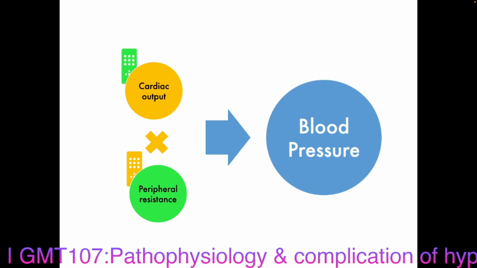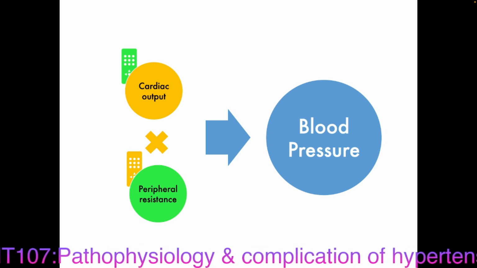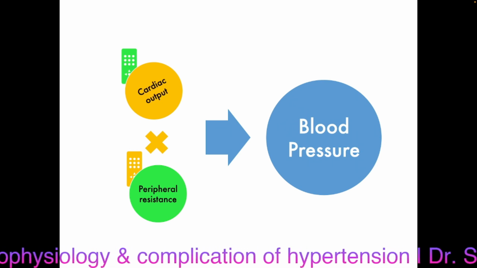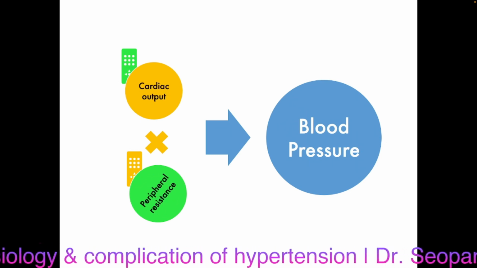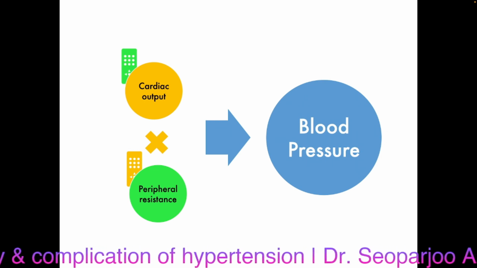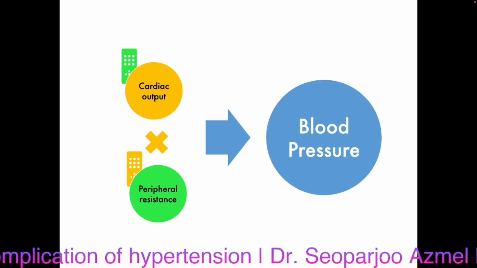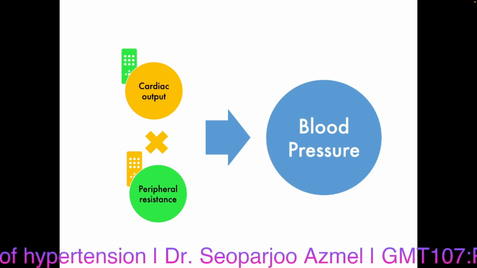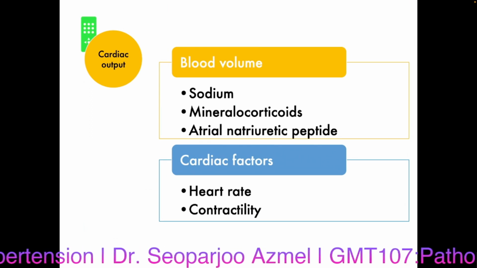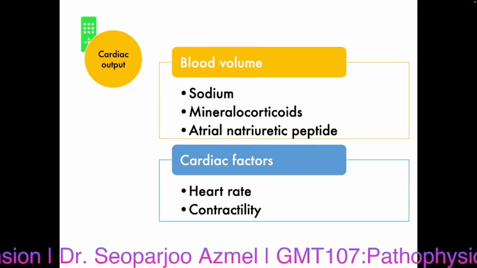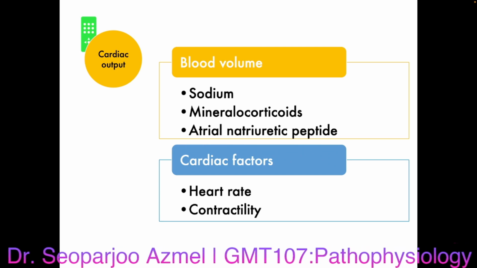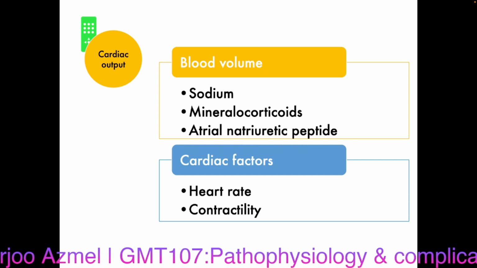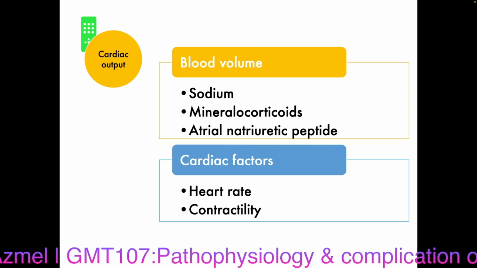Blood pressure is controlled by two things. Number one is the cardiac output, and number two is the peripheral resistance. If there is any defect in these two components of blood pressure control, the blood pressure will increase or decrease. The cardiac output is controlled by blood volume and also cardiac factors. If there is an increase in blood volume, the cardiac output will increase and cause hypertension.